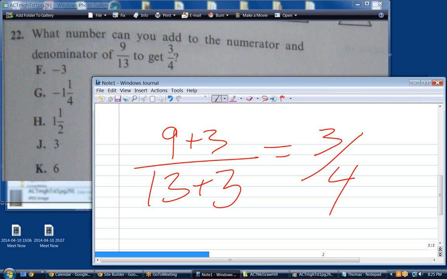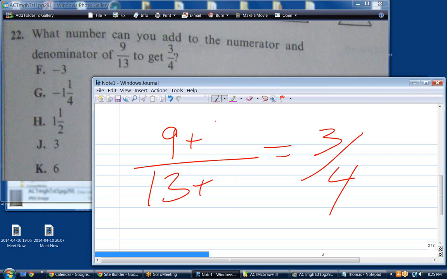Okay, wait, let me write this down. Whoops. That was definitely way easier. Well, partly because I picked the right number first. You're not always going to guess the right number.